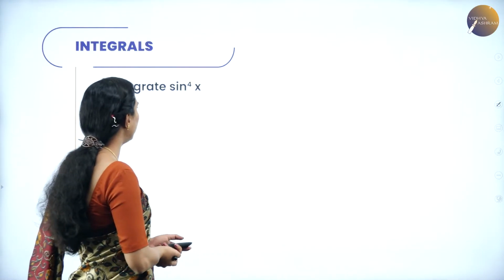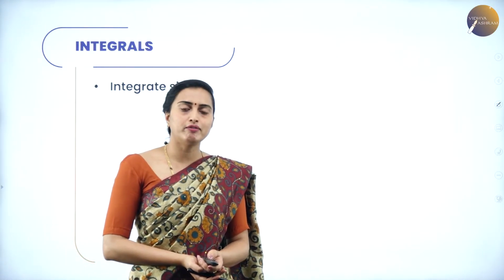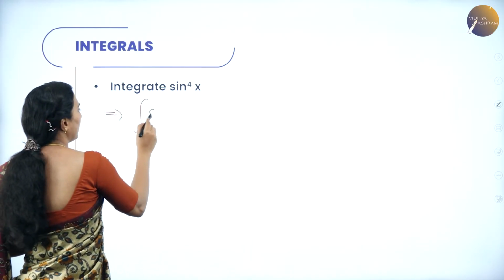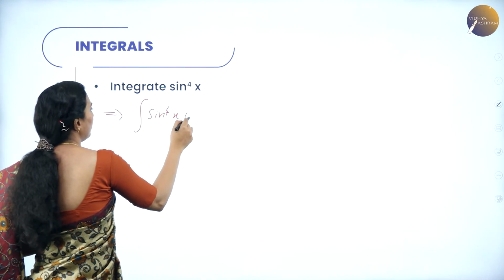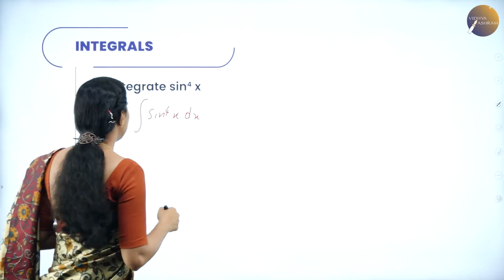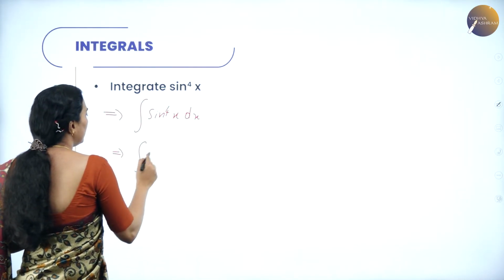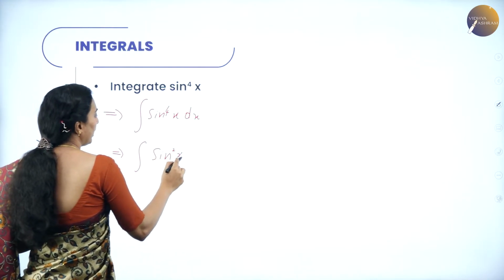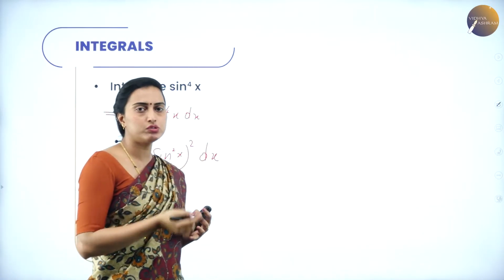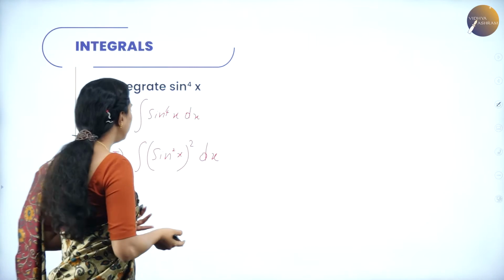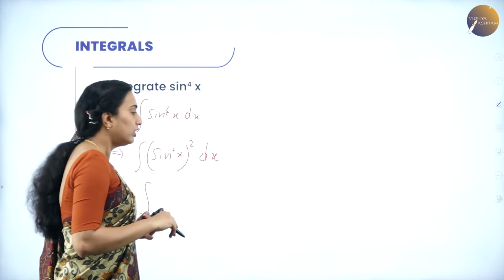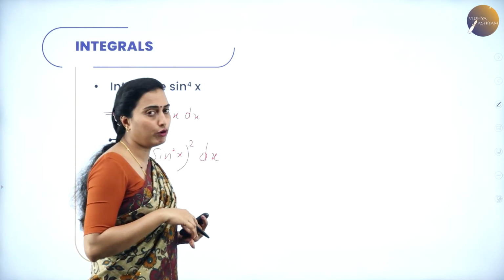Now, we'll be moving on to the next problem. Integrate sine power 4x. So, we are writing the integral of sine power 4x, but directly you do not know the solution to integrate. So, what I am going to do, I am going to simplify this. How am I going to simplify this? I am going to write it as the integral of sine squared x whole squared. Anyway, sine squared x whole squared gives you sine to the power of 4 only. Now, here I am writing this sine squared x in the form of cos.